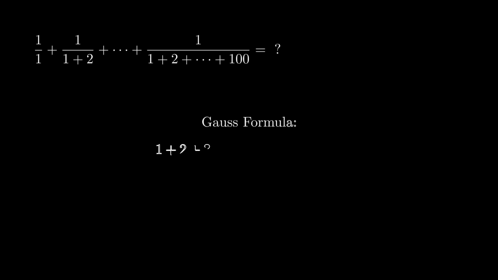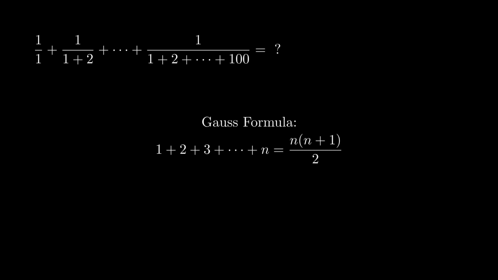So the first thing that I want to do is remind you the Gauss formula for summation, which will certainly help us because once again, let's look at the denominators and notice that each of them is the sum of a few positive integers. In case you didn't know this formula, I will post a video soon in which I'll maybe cover a proof for it.